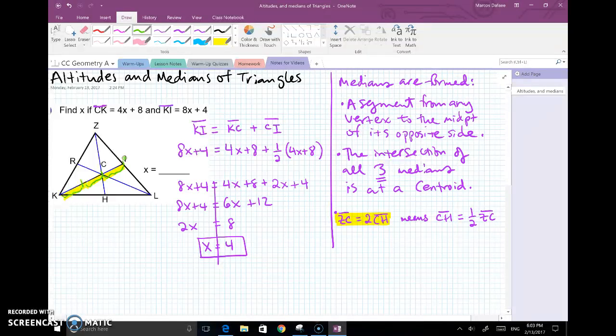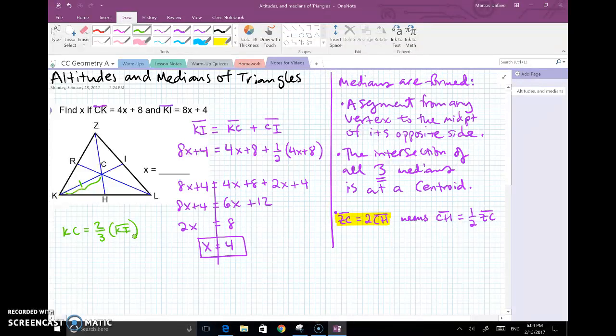So if that's the case, then what I know from the beginning is exactly this much, right? So that whole thing accounts for exactly 2 out of the 3 parts. In other words, KC is exactly 2/3 of the entire length going from K to I.